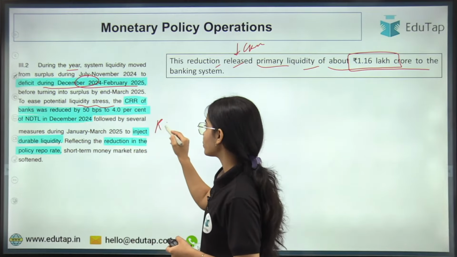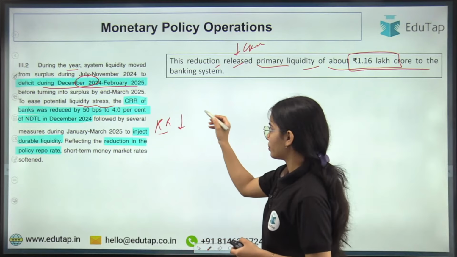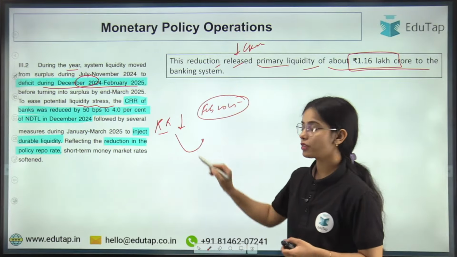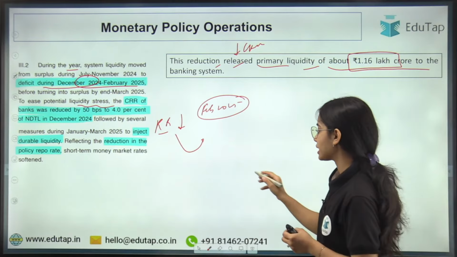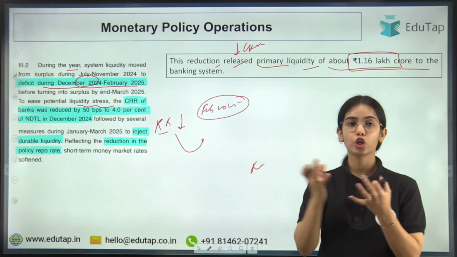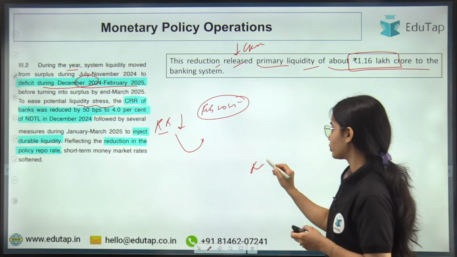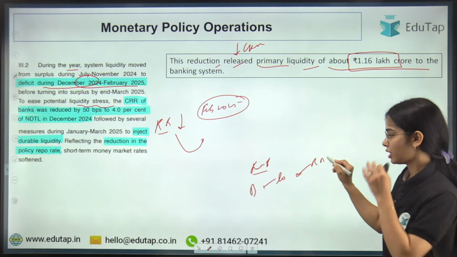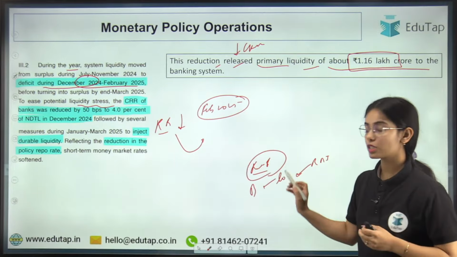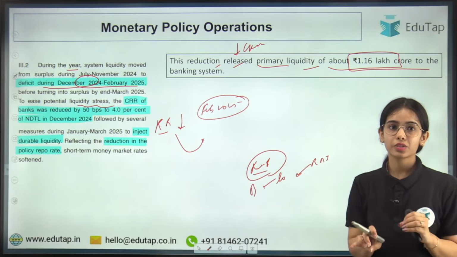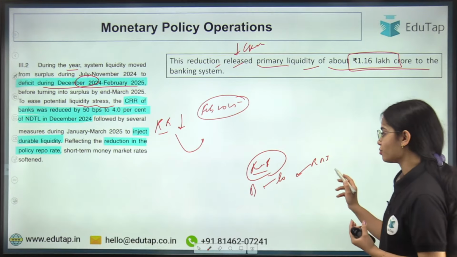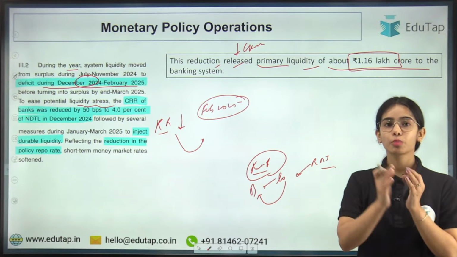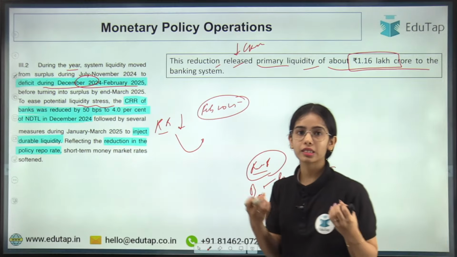The RBI also reduced the repo rate in Feb 2025. Repo rate is the rate at which banks take loans from the Reserve Bank of India. If the repo rate is lower, that means at a lesser interest rate, the banks will take more loans from the Reserve Bank of India. If banks take more loans from the RBI, the banks will have more money to lend.